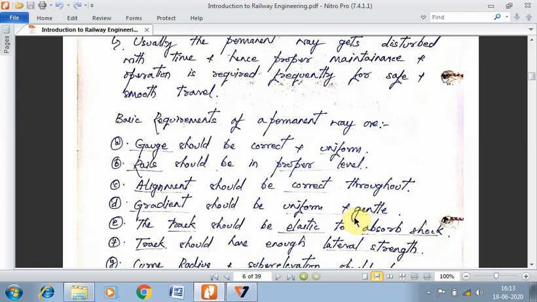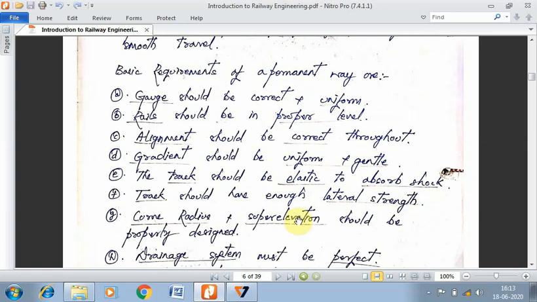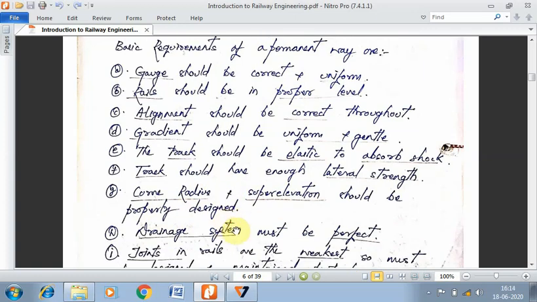Then the track should be elastic and must absorb the shocks effectively, right? The track should have enough lateral strength. Curve radius and super elevation should be properly designed. This comes under geometric design of railway tracks, which we will be studying in detail in the later part. The drainage system must be perfect. It should not allow the water to stagnate on the surface, thereby loosening the material and disturbing the stability of the railway track.